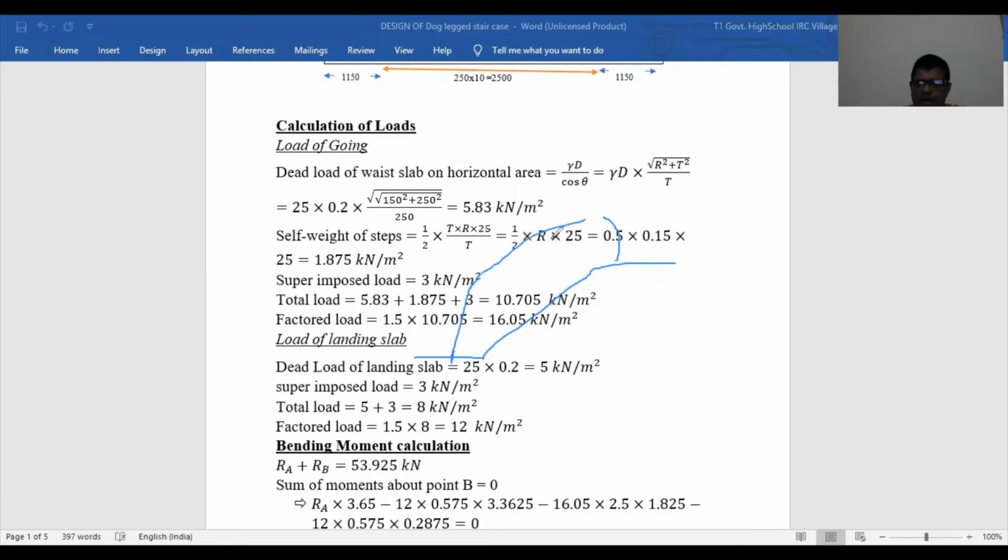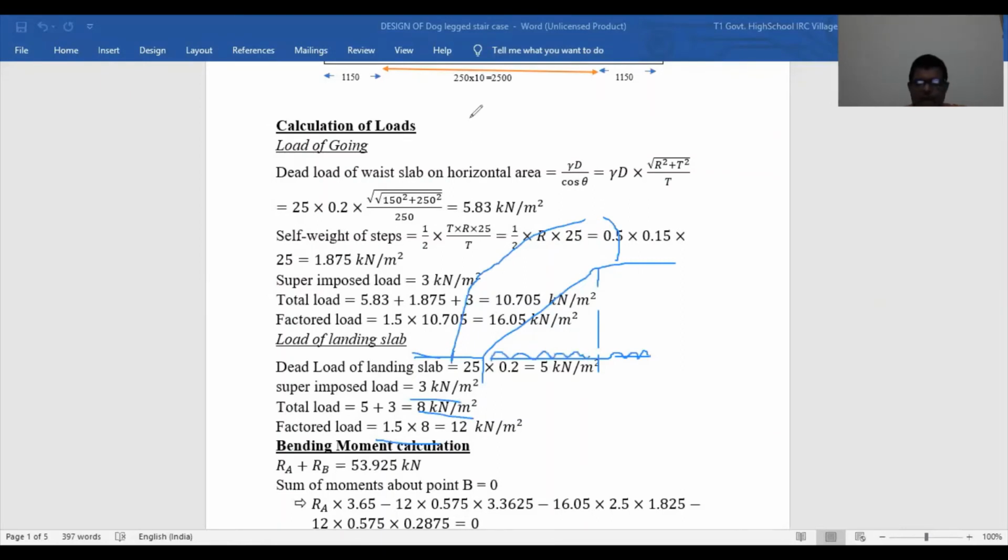So what is the load on the landing? Because this is taken as horizontal projection by going, then this is the landing, and this is also landing. So you have to also find the load on the landings. The load will be dead load, again 0.2 is the depth, then live load, and total load becomes 8, and the factored load is 12. So 12 kilonewton per meter square load will come on this landing portion, and 16.05 will come on this flight, or this going.